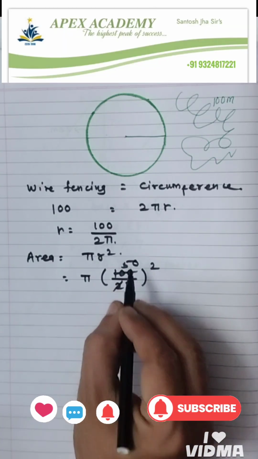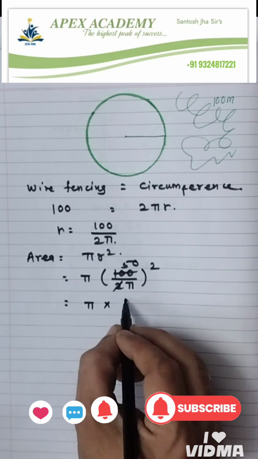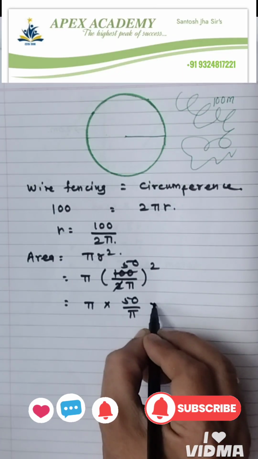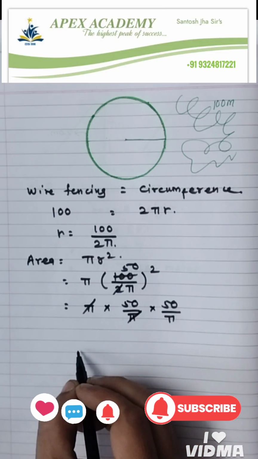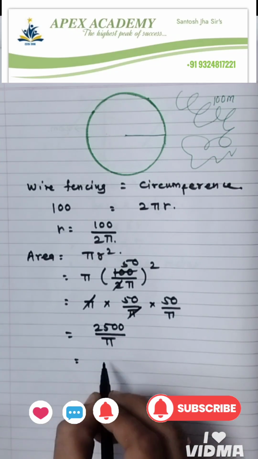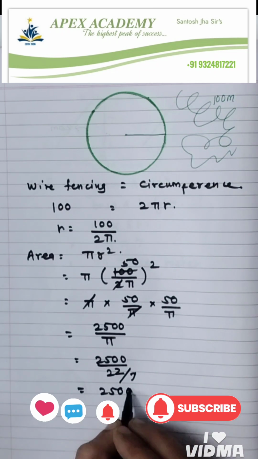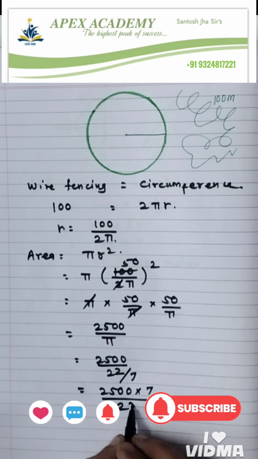So it becomes 50. So now it becomes pi into 50 upon pi square, that means we have to write 50 upon pi 2 times. One pi gets cancelled. Here it is 2500 upon pi. Now we'll put the value for pi, that is 22 upon 7. So that becomes 2500 into 7 upon 22.